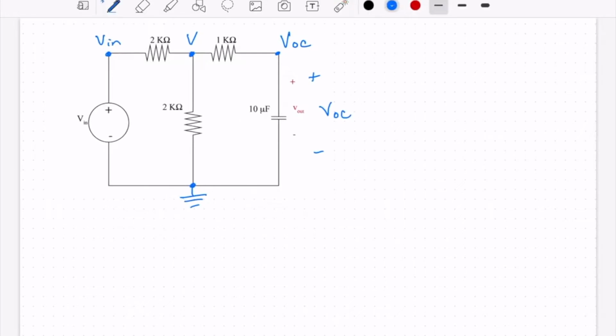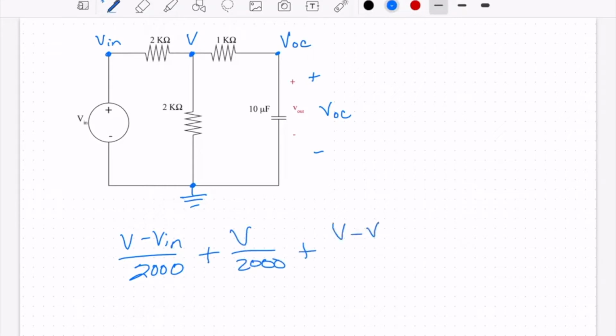And then let's write our equations. So we get the current going from here to here, V minus Vn over 2000, V minus 0 over 2000, V minus V out over 1000. So V minus Vn over 2000, or 2 times 10 to the third, whatever you want to write, plus V minus 0 over 2000, plus V minus VOC over 1000 is equal to 0. So that's our first equation.